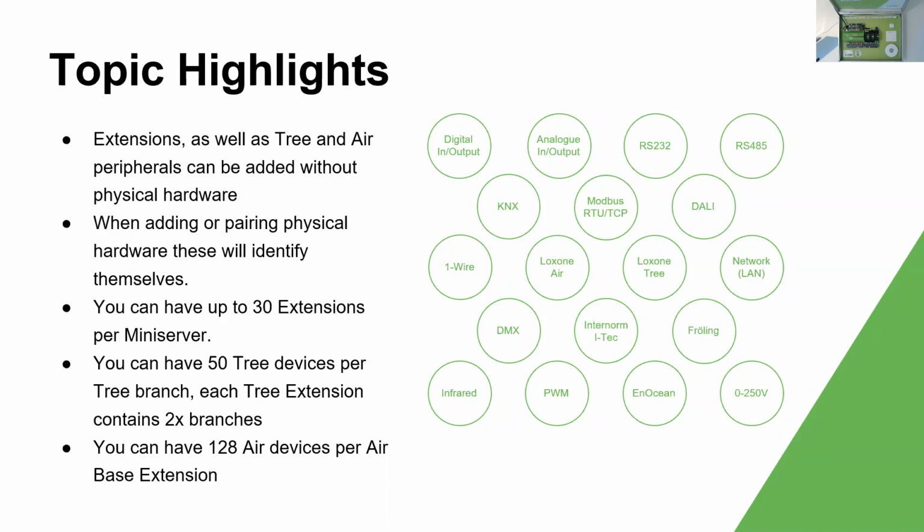A mini server can have 30 extensions, so 30 extensions per mini server. A tree extension has 2 branches, a left branch and a right branch, and on each branch you can connect up to 50 tree devices. And then an air-based extension can have 128 air devices paired to it. And yes, you can have more than 1 tree and air extension per mini server. They're just extensions. If you wanted, you could have 30 tree extensions on 1 mini server.